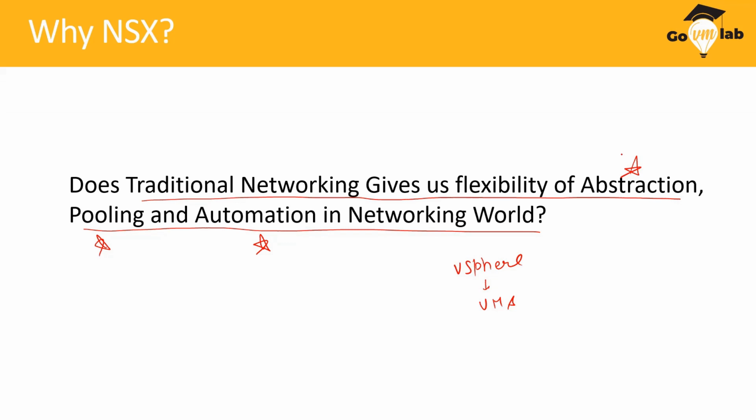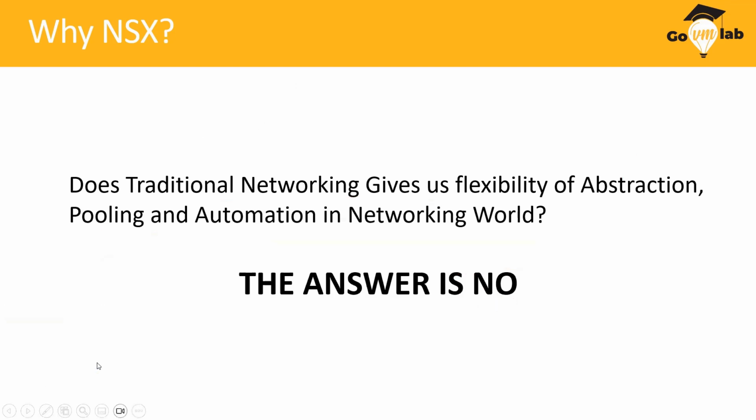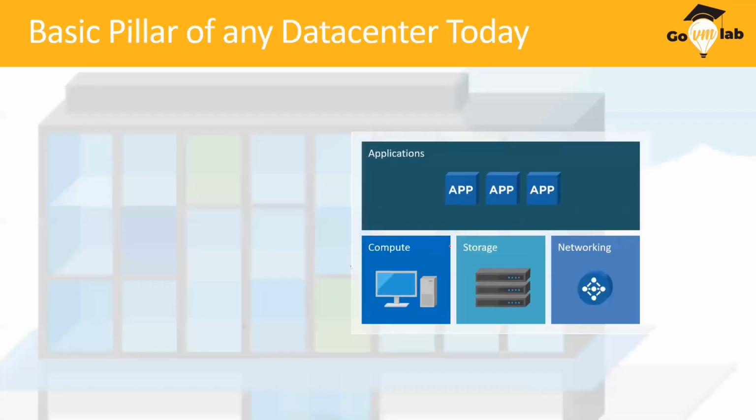But the question here is, do we have the similar kind of capabilities, abstraction, pooling, and automation, in the networking world? Can I go and create logical switches, logical routers, firewalls, VPN, load balancer on the fly? Can we do that? And the answer is no. We cannot do that in the networking world because we don't have those kinds of capabilities. And that's the biggest challenge the industry was having with traditional networking.